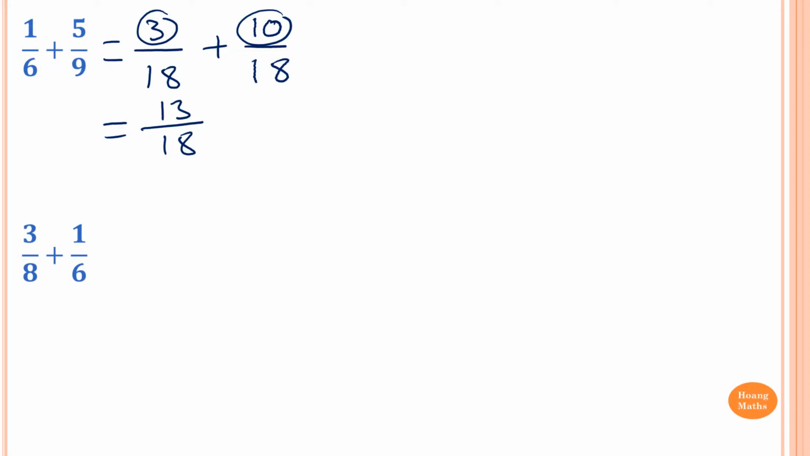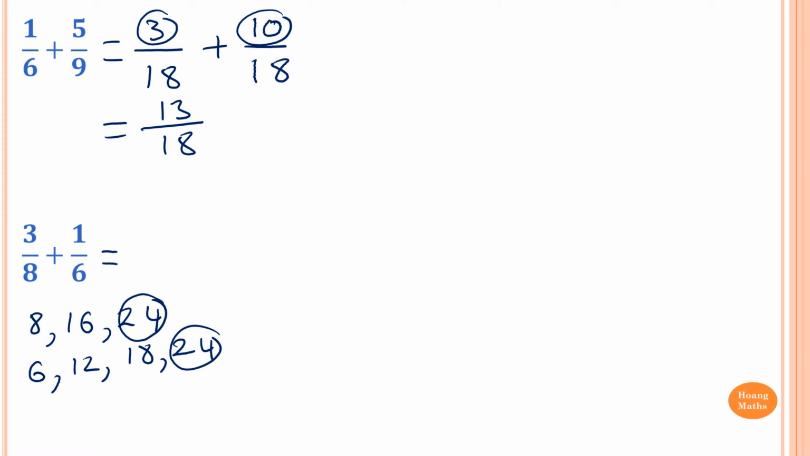3/8 plus 1/6. So we need to make the bottom the same. So we list the multiples of 8 and 6 to find the common denominator. I just list the 8 out first. So 8, 16, 24. You can see 24 is a multiple of 6 and you can stop there. If you're not sure, you list the 6 out as well: 6, 12, 18, 24. You can see that they're both the same.